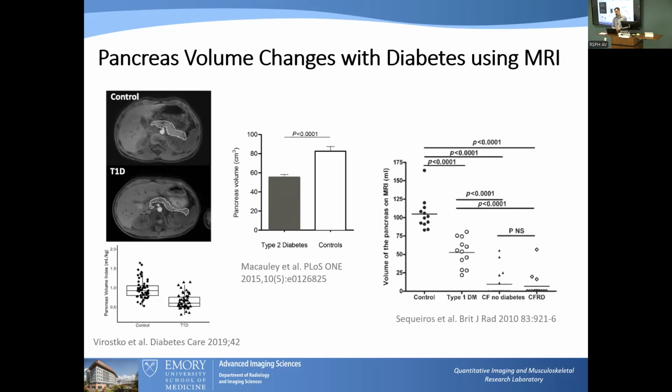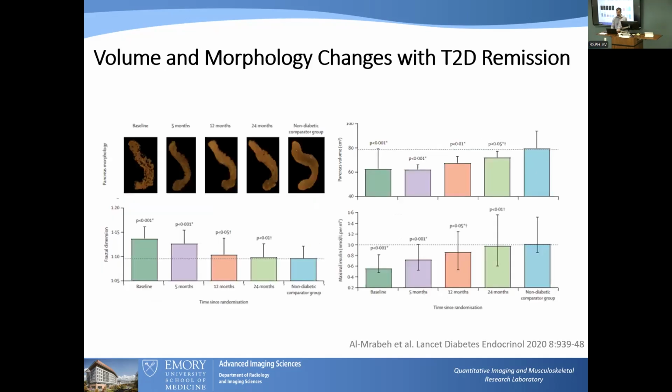They are limited because not all diabetes are the same. And in fact, this plot on the right shows that in cystic fibrosis patients without diabetes, the volume of their pancreas is really not different whatsoever to patients that actually have diabetes with cystic fibrosis. So it's helpful, but it really needs to be thought of as a high level view of what's happening to the organ.